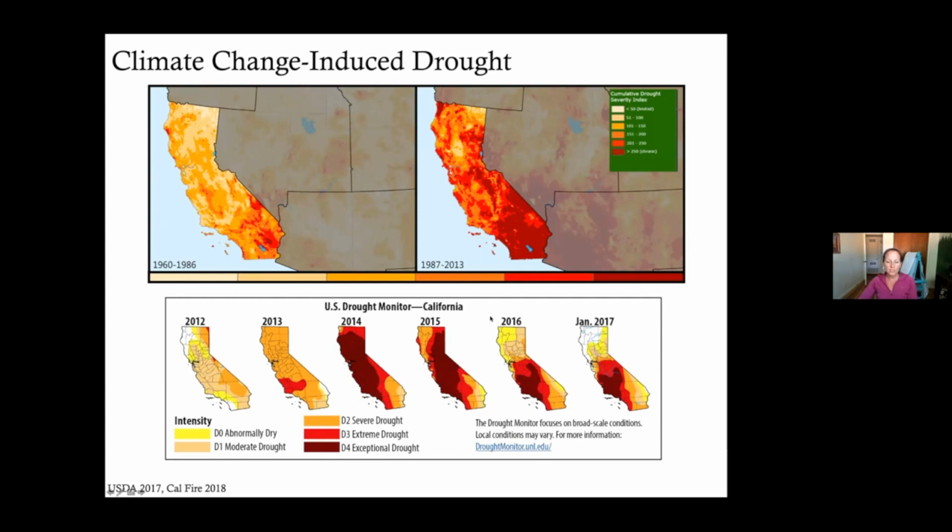And you can just see in these visuals that there's been a pretty dramatic increase in the drought severity index across the entire state, but particularly across these mountainous and forested regions. And you can see the progression in particular in this bottom figure of going from 2012 to 2017, when we experienced one of the most severe droughts in California history and the most severe on record.